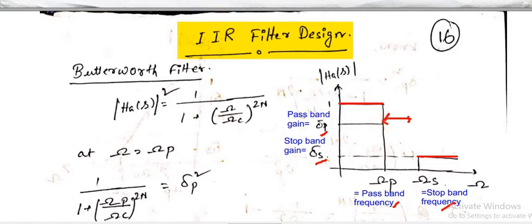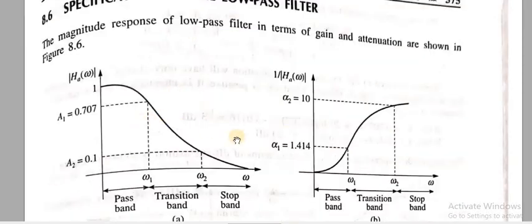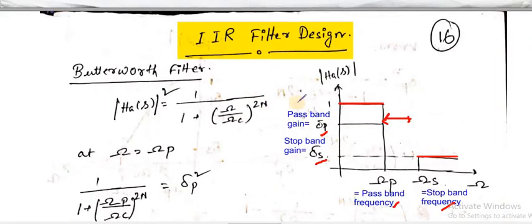So we can see here, this is basically a low pass filter frequency response, where there is the pass band and then the stop band. In the middle it is the transition band. On the y-axis it is the gain of the filter, and on the x-axis it is the frequency of the filter. So these are the basic parameters that are defined in the analog domain.